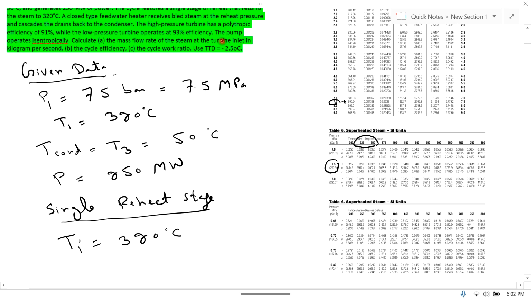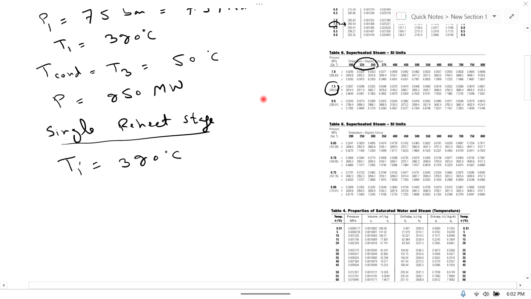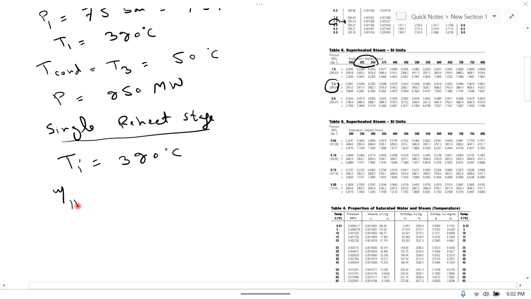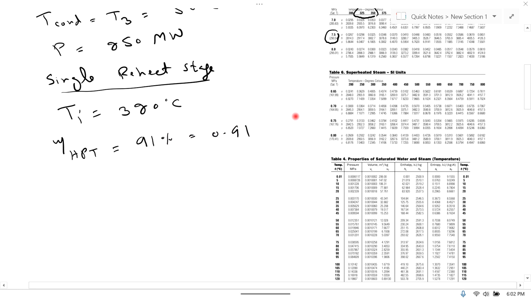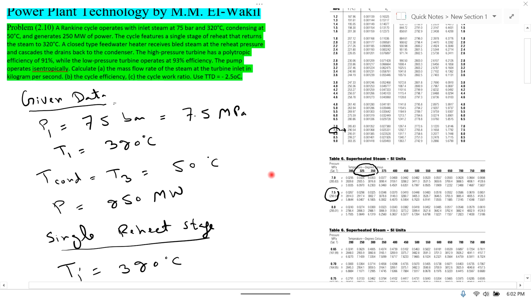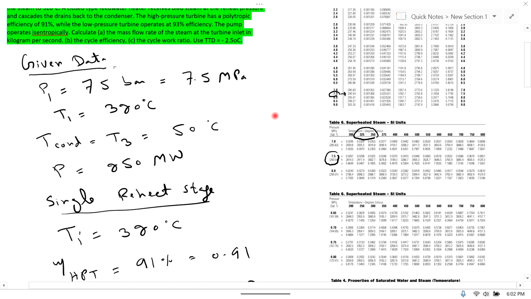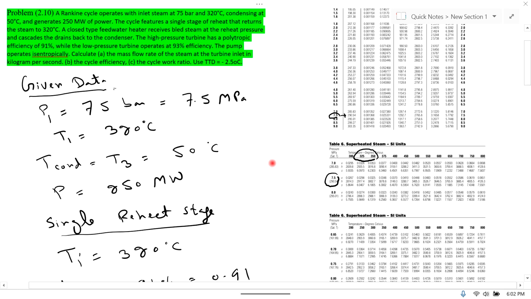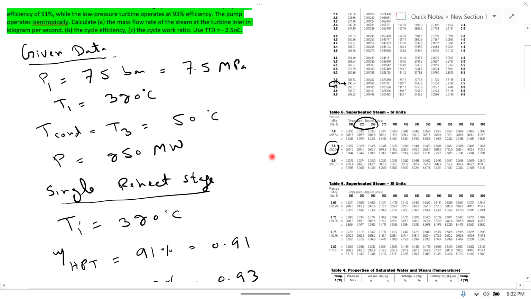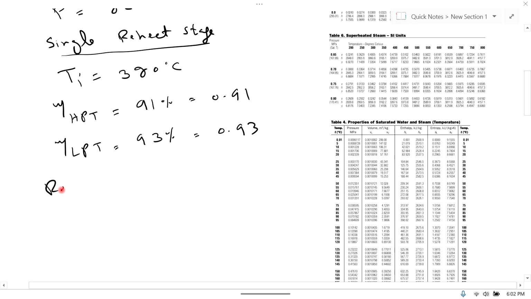The high pressure turbine has a polytropic efficiency of 91%, which is equal to 0.91, and the efficiency of the low pressure turbine is equal to 93%, which is equal to 0.93. The pump operates isentropically. It means that entropy is constant in the pump. Calculate the mass flow rate of the steam at the turbine inlet in kilogram per second. Required: find the mass flow rate of the turbine.